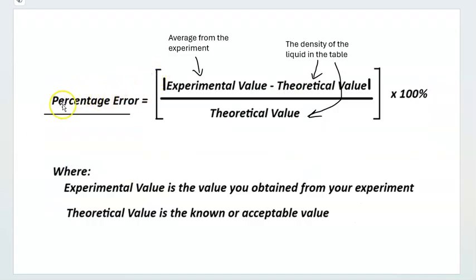Then, in order to calculate the percentage error, you have to follow this formula. It is clear enough here what to do, and multiply by 100. This is the percentage error. You can stop the video and read everything that I explained here.